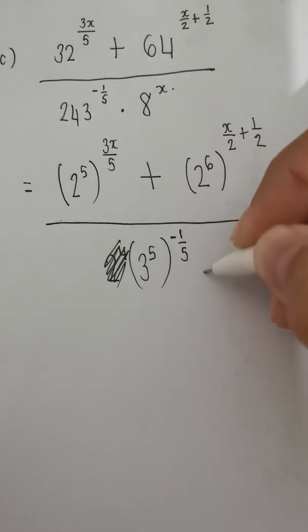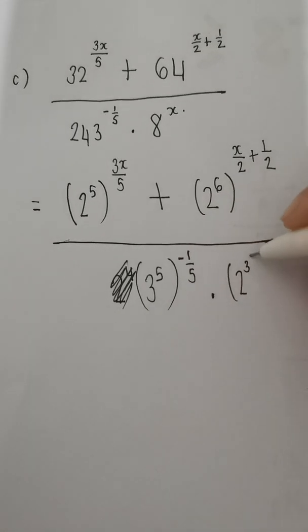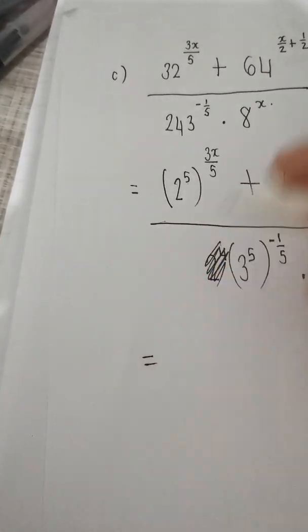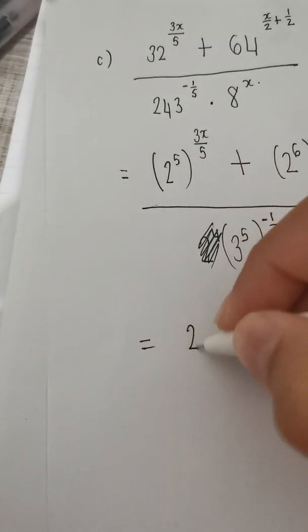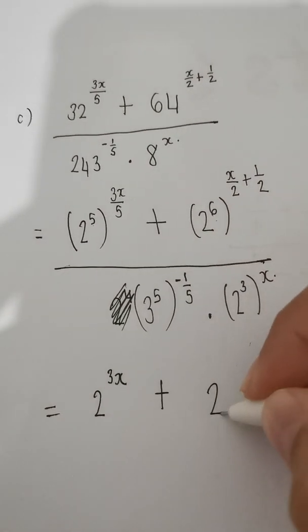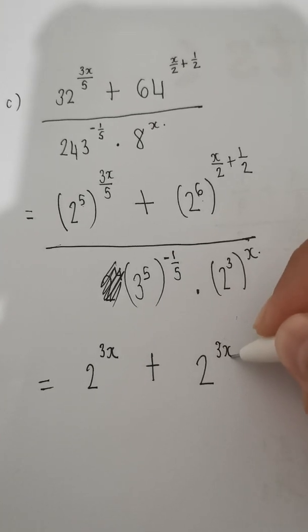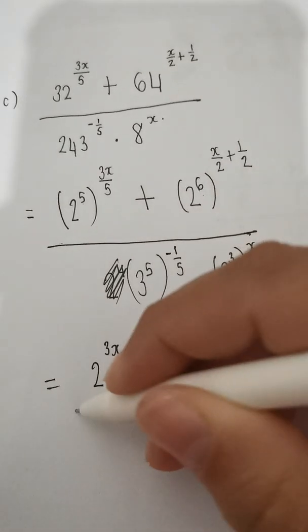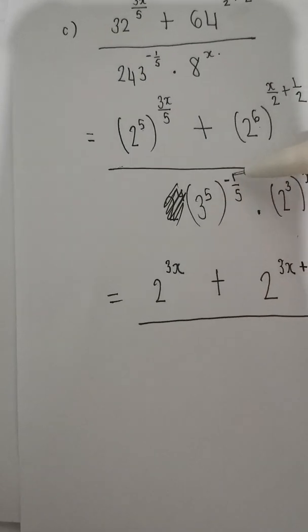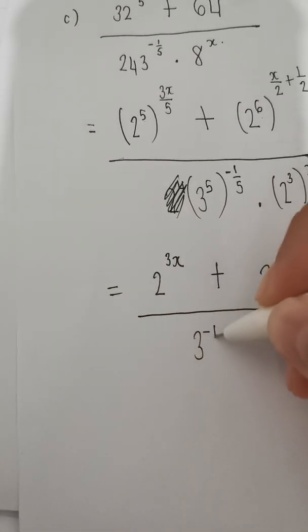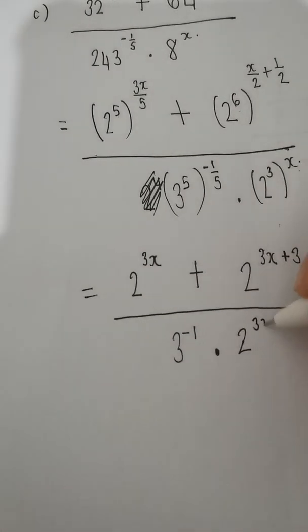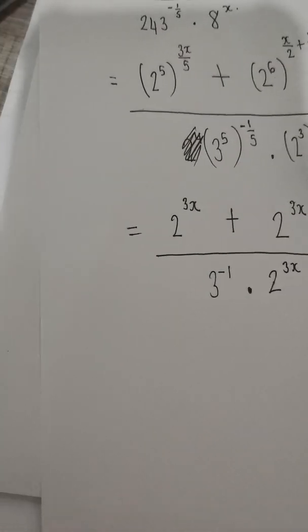1 over 5. 8 is 2 to the power of 3. Okay. We're now going to use our rule where we're multiplying. So 5 times 3 over x gives me 3x plus 6 times x over 2 gives me 3x. 6 times the half gives me 3. You can test that on your calculator. Okay, 5 times negative 1 over 5 gives me negative 1 times 3 times x gives me 2 to the power of 3x. Okay, what's the problem?